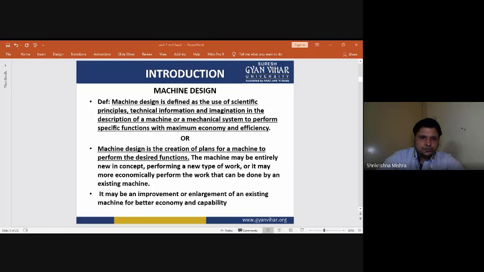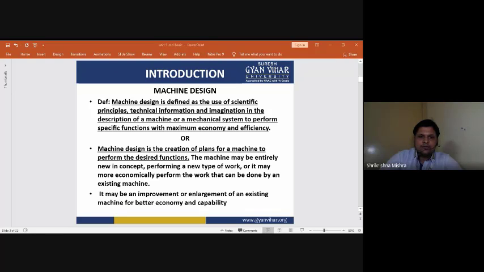Now, a designer uses principles of basic and engineering sciences such as physics, mathematics, statistics, dynamics, thermodynamics, heat transfer, vibration, and fluid mechanics.